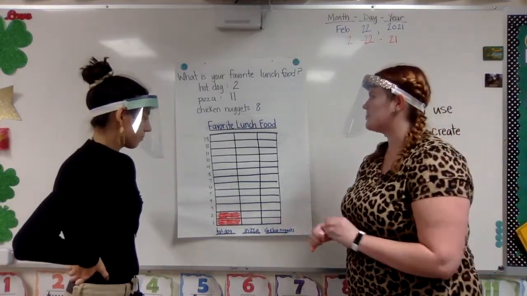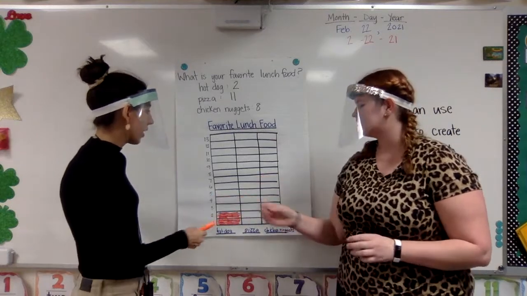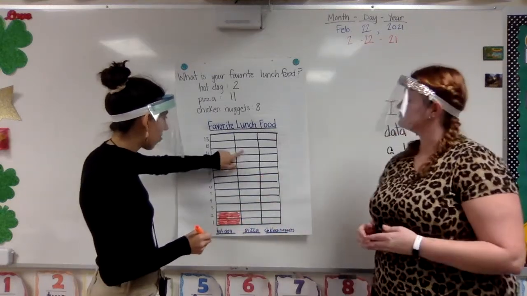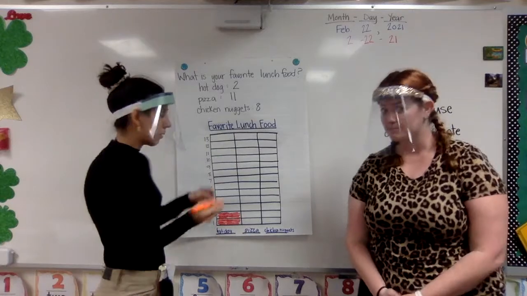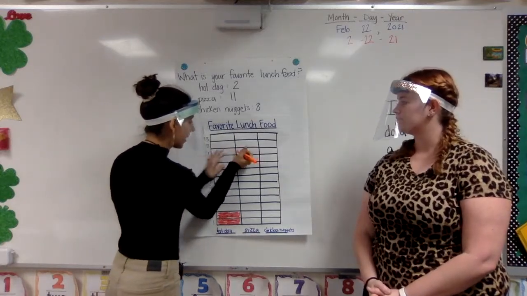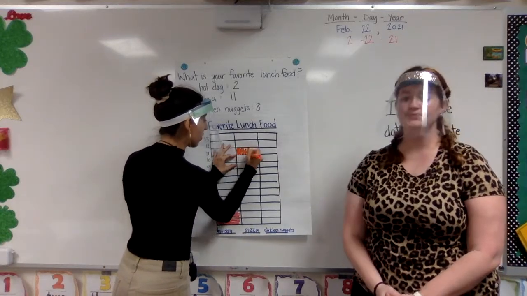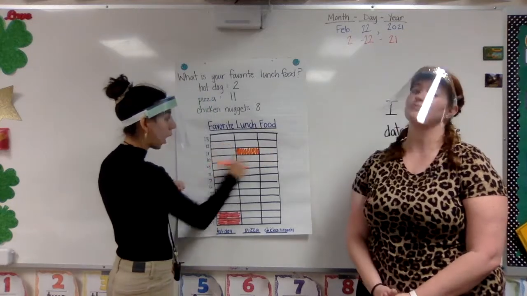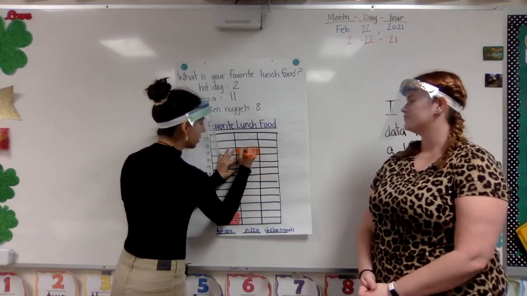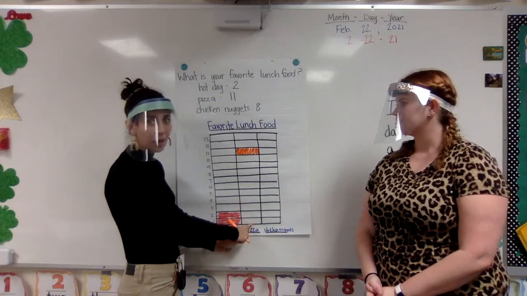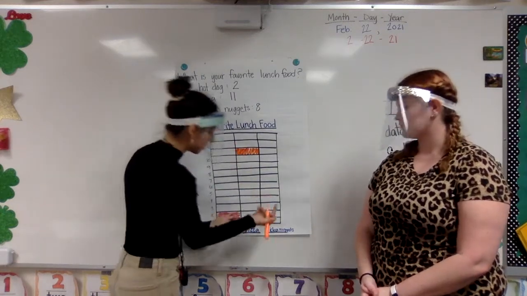Oh, okay. Well, can you show me how we would fill in pizza then? Okay, so pizza. I know that I need 11 boxes filled in. Sometimes I find 11 and I start at 11 just so that I don't go too high and get lost of where I'm trying to go. So I'm going to fill in 11, then I'm going to start at the bottom and fill in all the way up to 11.